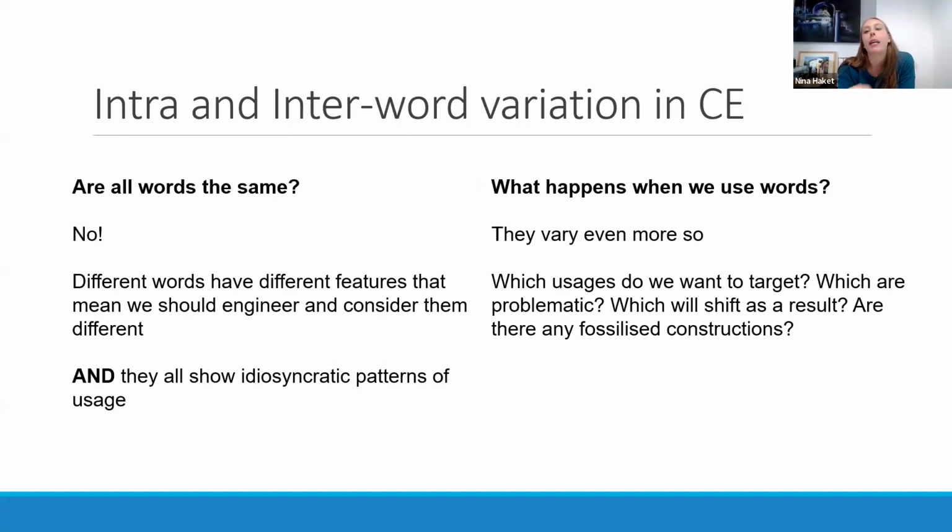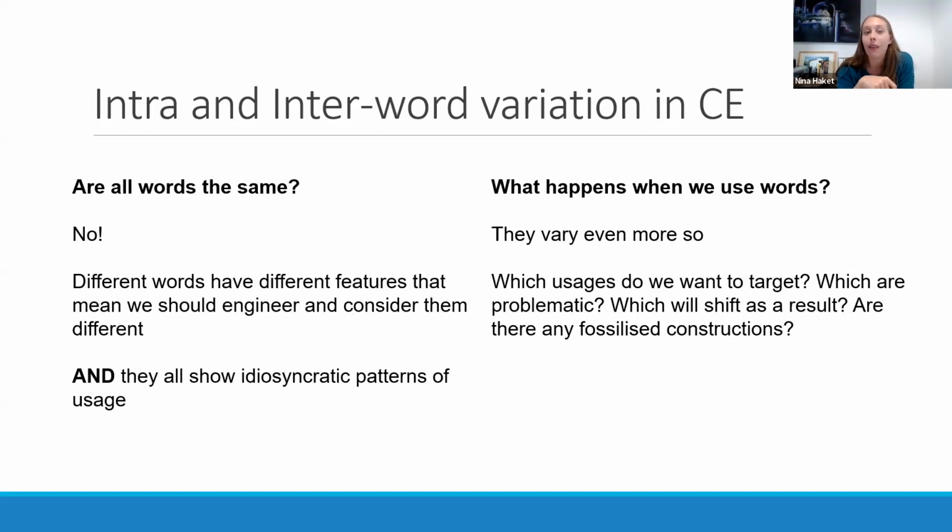To go back right to the beginning and the missing puzzle pieces I was talking about: are all words the same? No. We've considered that they have different features, properties, and functions that mean we should consider different groups differently in terms of the processes and outcomes we can expect for conceptual engineering. But the second half has also shown us this idiosyncratic nature, that these different words show very different patterns when we actually start using them. And we need a balance between these two different accounts if we're going to have the greatest chance of success for conceptual engineering. The second question I asked was what happens when we use words?